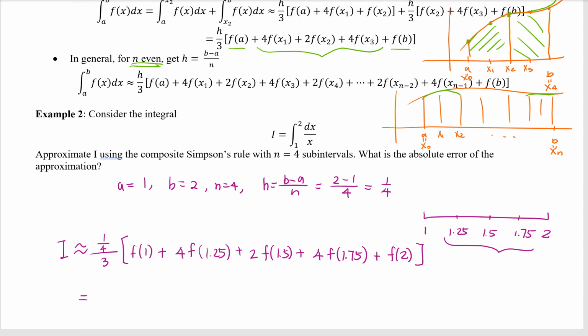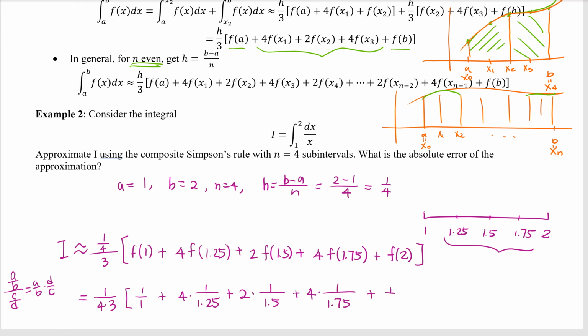So far, so good, everybody? And here, you know, a over b over c is a over b times 1 over c. So the 3 is actually in the denominator. So we get 4 times 3, that's 12. Okay, what is f of 1? Oh, that's 1 over 1. And 4 copies of f of 1.25 is 1 over 1.25. 2 copies of f of 1.5 is 1 over 1.5. 4 times 1 over 1.75. f of 2 is 1 over 2. So far, so good, everybody?